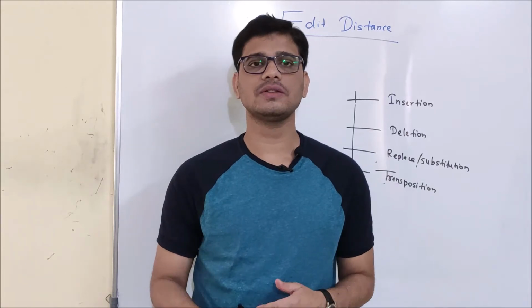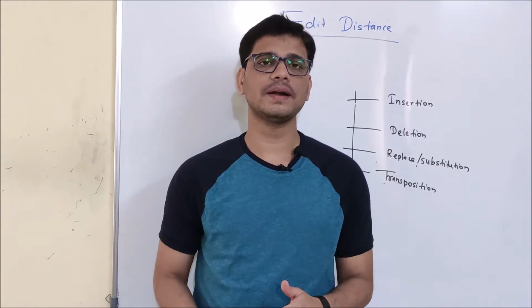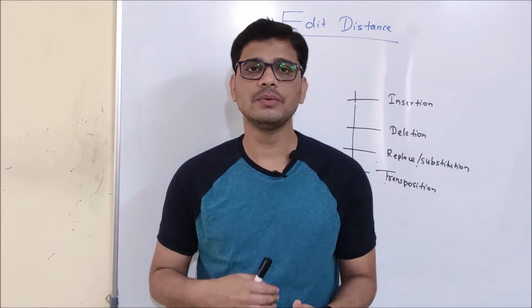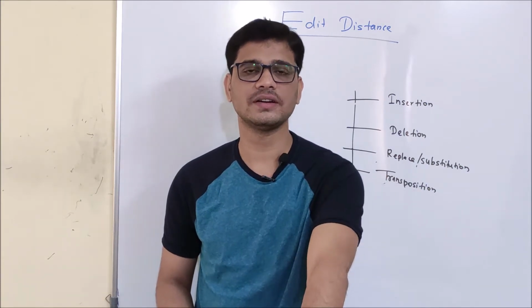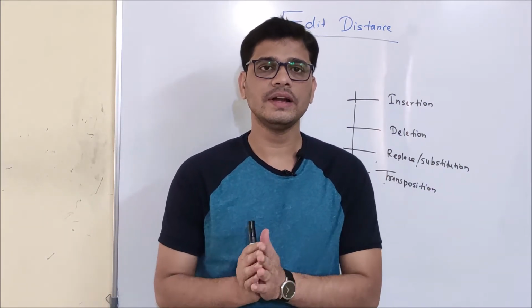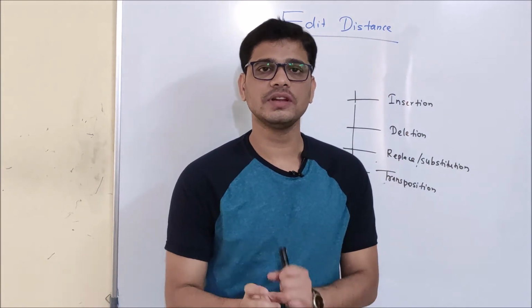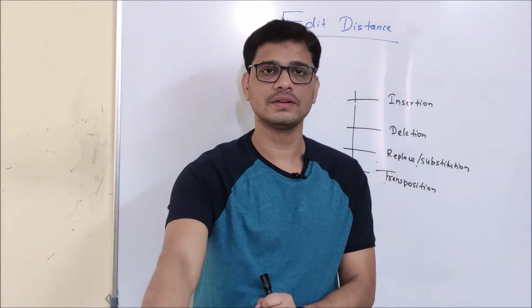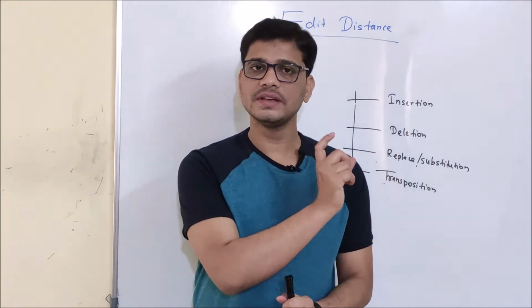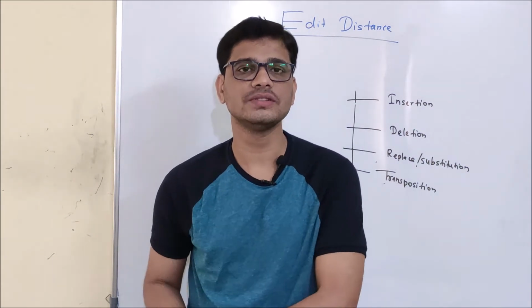Friends, in today's video we are going to learn about edit distance. So first of all, what is edit distance? Edit distance is a way to measure how dissimilar two strings are. And how do we do it? We do it by counting the minimum number of operations required to convert one string to other. Correct? And you may be thinking again, what are these operations?